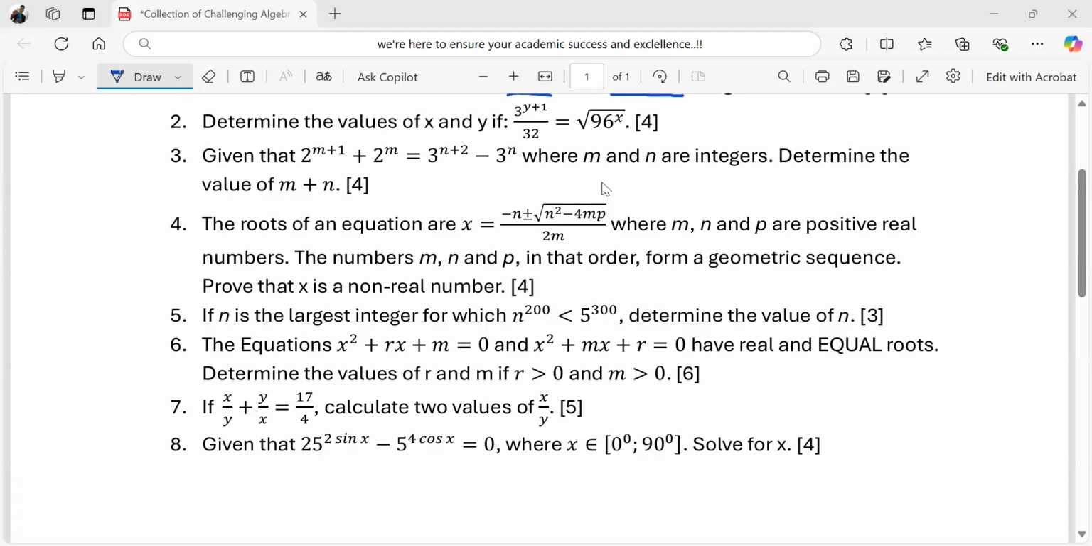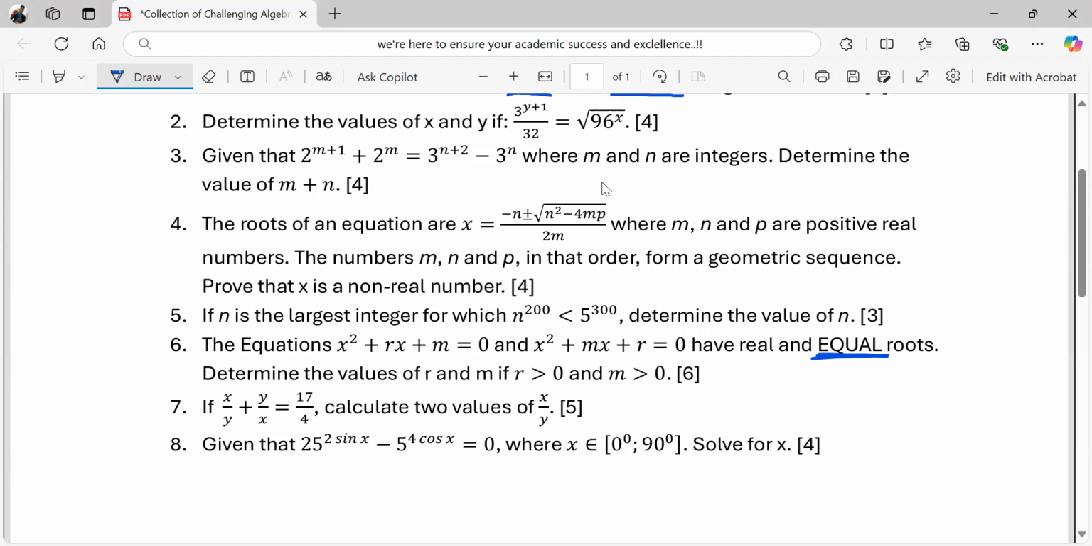Well, if we look at number 6, they give us two equations, x squared plus rx plus m equal to 0, and x squared plus mx plus r, which is also equal to 0. Now, about these two equations, they say to us they have real and equal roots. Now, this is the most important part. The roots are equal. Now, what are the conditions for the roots to be equal? Well, that's if delta is equal to 0.